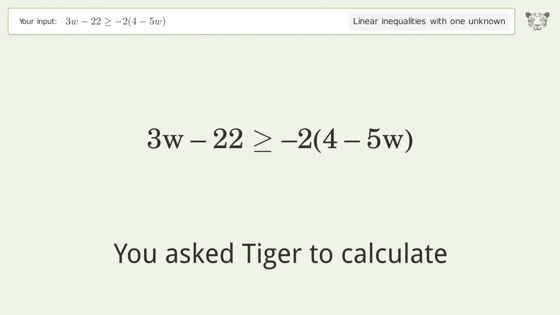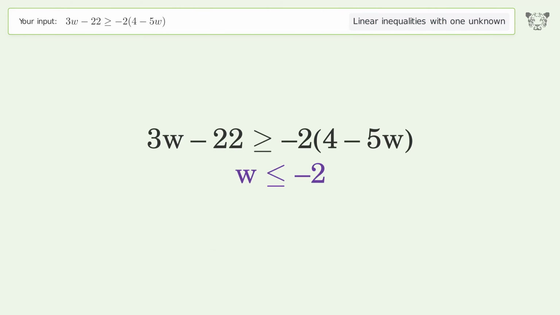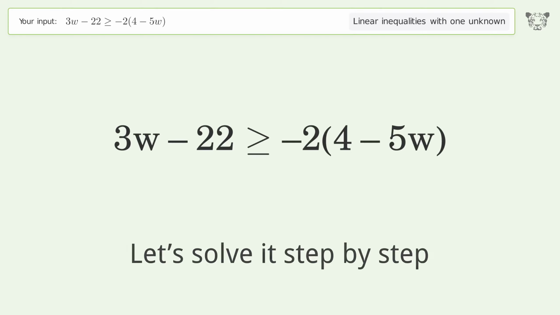You ask Tiger to calculate. This deals with linear inequalities with one unknown. The final result is w equal or smaller than -2. Let's solve it step by step.